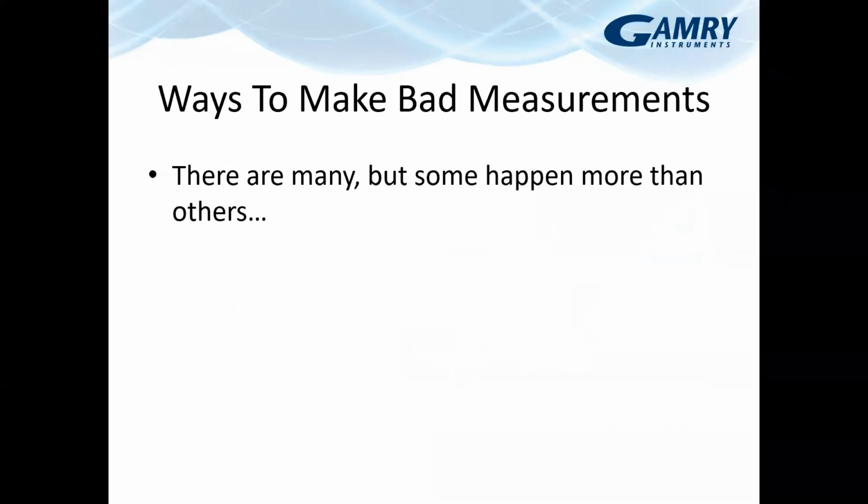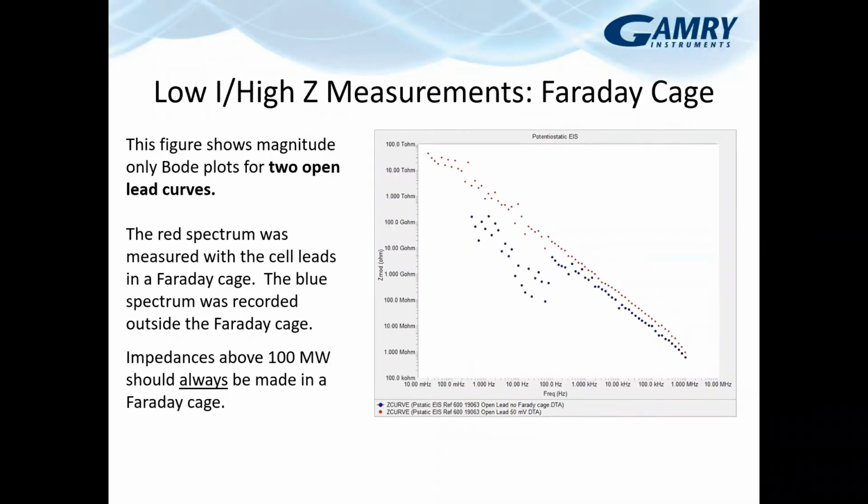So there are a lot of ways to make bad measurements. Many ways to make them. But some ways of making bad measurements do happen more often than others. First one, for low current, high impedance measurements, use a Faraday cage. This figure is showing that open lead curve from before in red, and a second open lead curve with the exact same instrument setup configuration without the Faraday cage in blue.